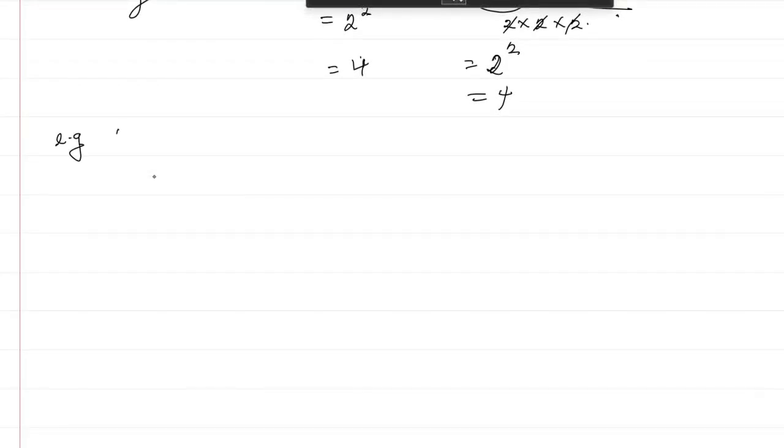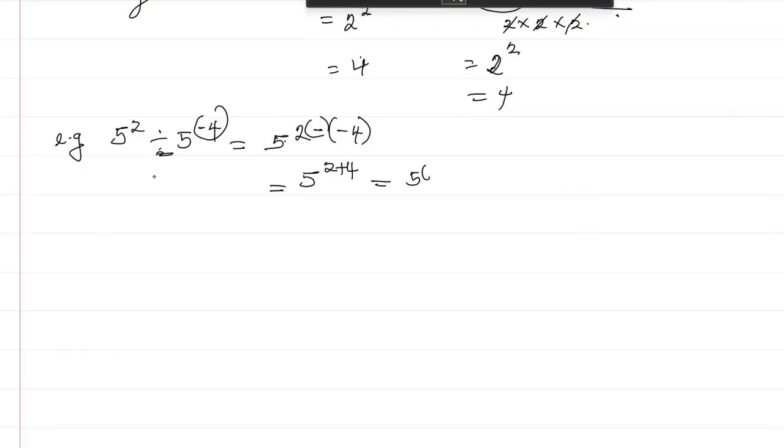Another example is 5 to the power of 2 divided by 5 to the power of minus 4. This is the same as 5 raised to the power of 2 minus minus 4. Notice there's a minus here already, and then because of this division, we introduce this minus here. So this is 5 raised to the power of 2 plus 4, and that's equal to 5 raised to the power of 6.